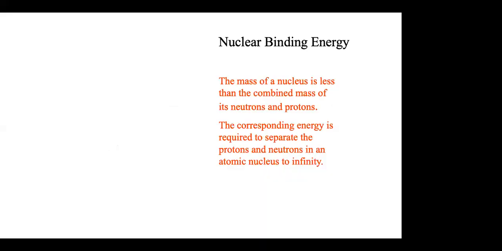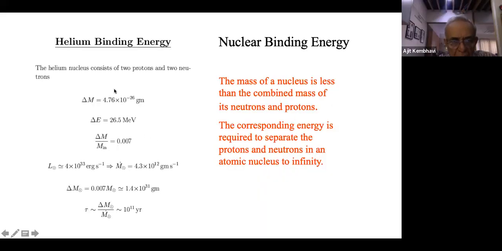So the amount of mass lost in the formation of a helium nucleus is 4.76 times 10 to the minus 26 grams, which corresponds to an energy of 26.5 MeV. And how much is 1 electron volt? All of you will know that 1 electron volt is equal to 1.6 times 10 to the minus 12 ergs. So look at it in another way. By bringing in these 4 particles and making the helium nucleus, I lost some mass, and therefore I have gained some energy.